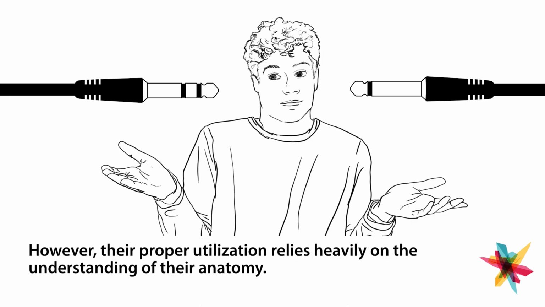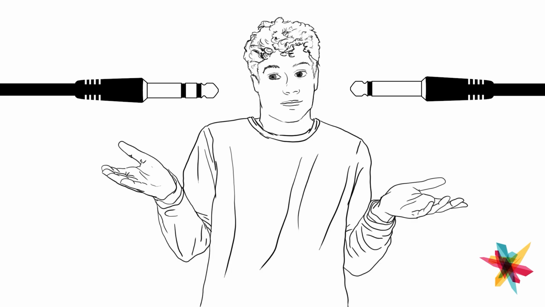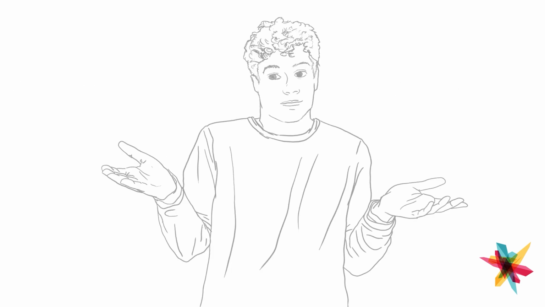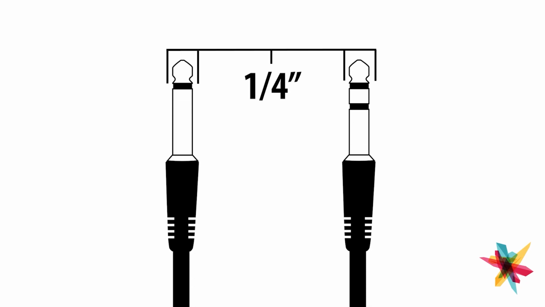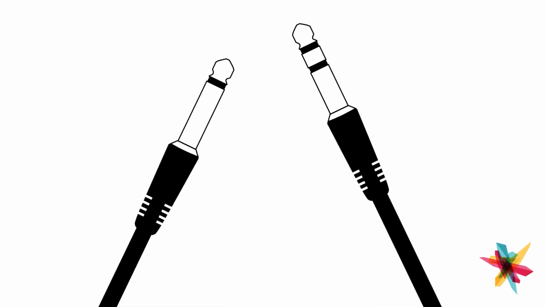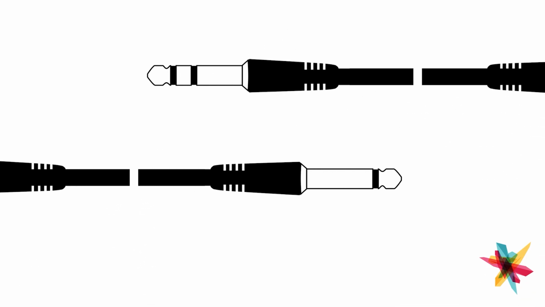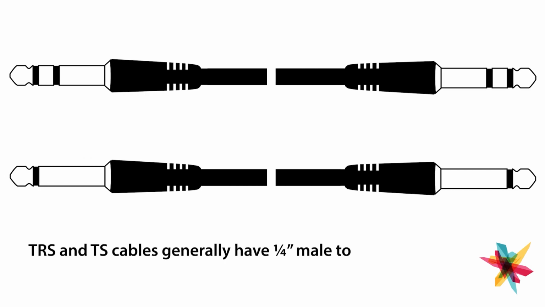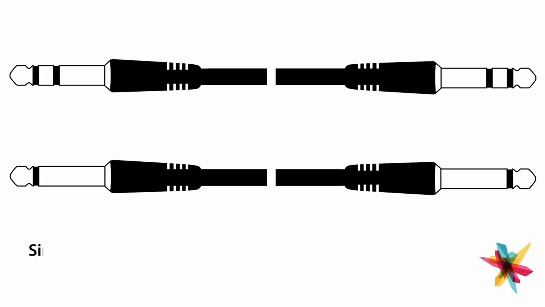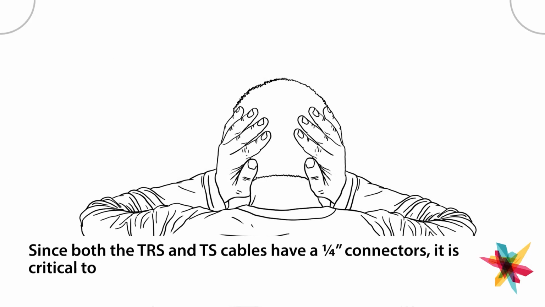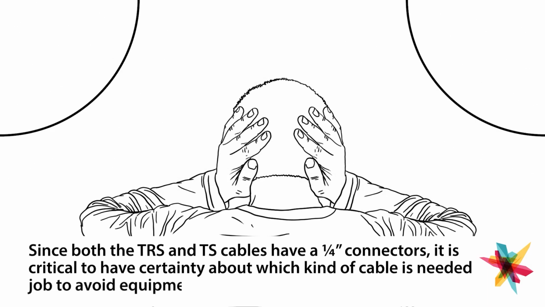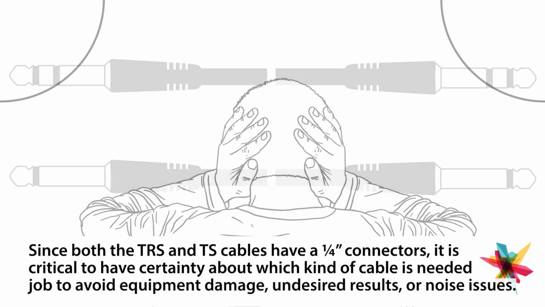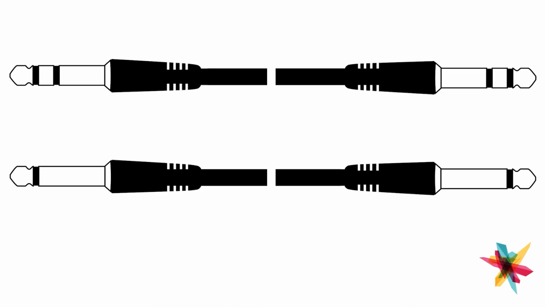More often than not, people get confused between these two types of cables because they both use a 1/4-inch connector. A physical characteristic of both TRS and TS connectors is that they generally go from male to male 1/4-inch connectors. Attention to detail is paramount to avoid equipment damage and undesirable situations. Let's look at some of the differences between the two cables.